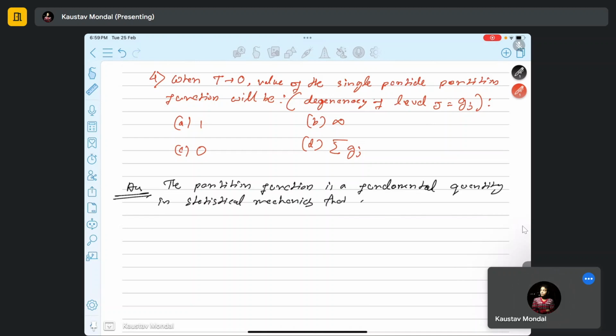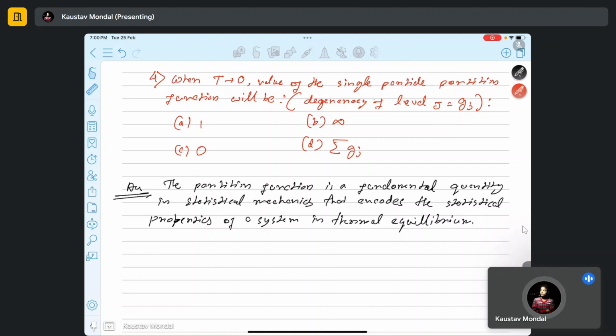that encodes the statistical properties of a system in thermal equilibrium. This is very important: the system needs to stay in thermal equilibrium in order to calculate the partition function. Okay, so this is one point.